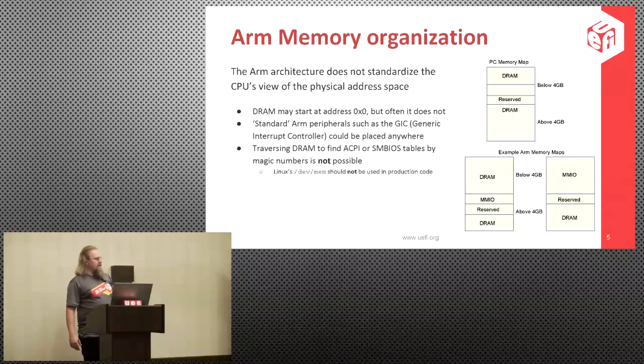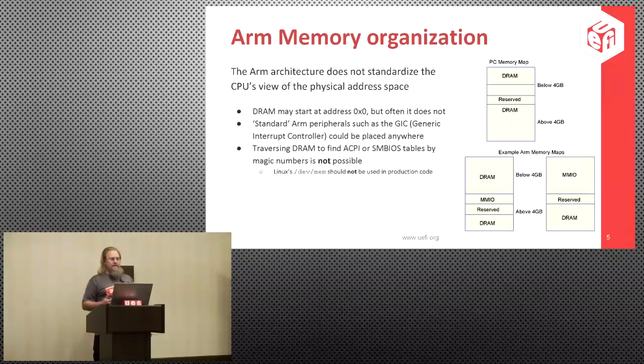So as an example, we can talk about the memory organization in ARM platforms. The ARM architecture does not standardize the CPU's view of the physical address space in any way. So looking at the top, it's your typical PC memory map. Your DRAM starts at 0, and then you have some I/O stuff and some reserved stuff, and then if you have more than 4 gigs of RAM, then you can have more DRAM above that.